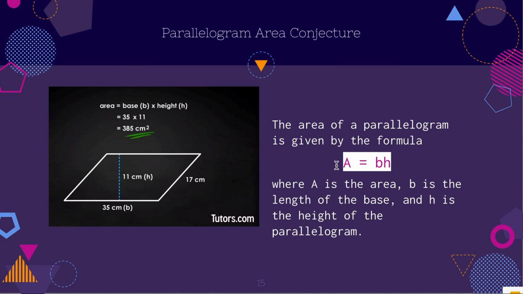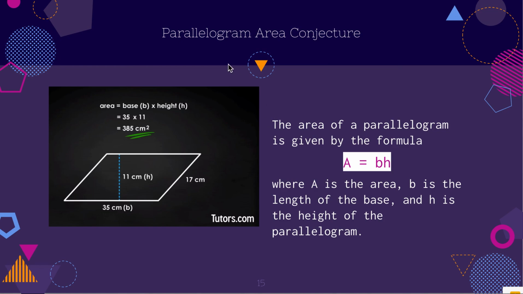So we still do the same formula of base times height, but identifying the base and height is a little bit different in a parallelogram. So that's just the important thing to note. So we see that our base is 35 centimeters, our height is 11 centimeters. So to calculate the area of this parallelogram, it's just 35 times 11, which is 385 centimeters squared.